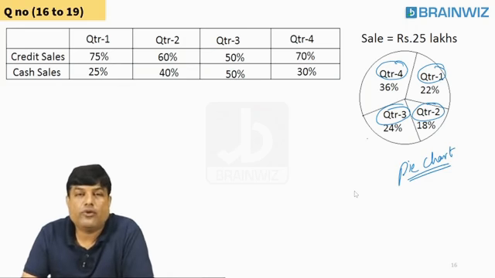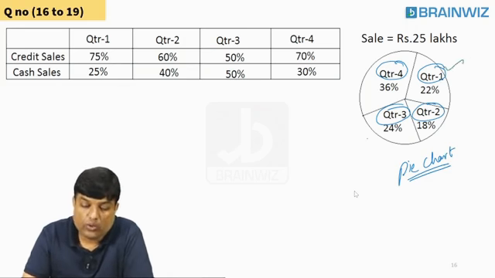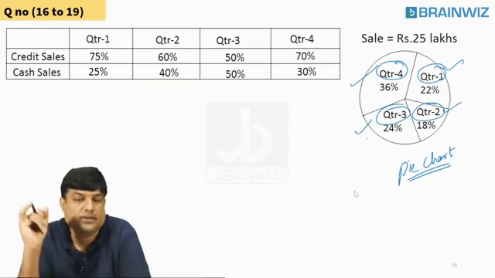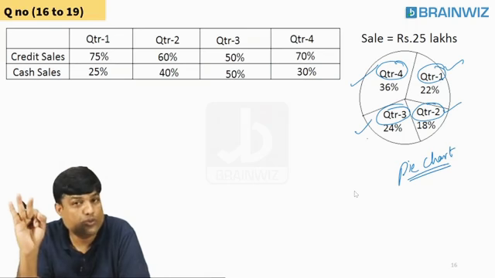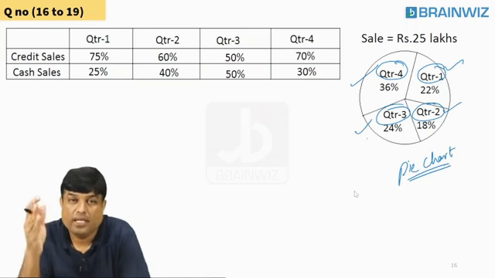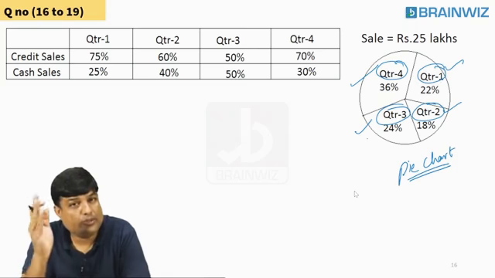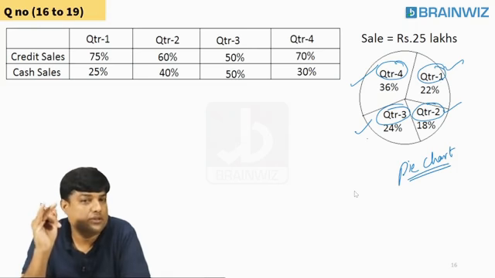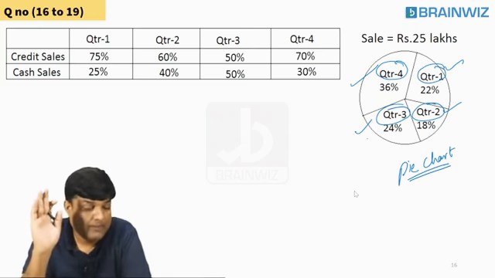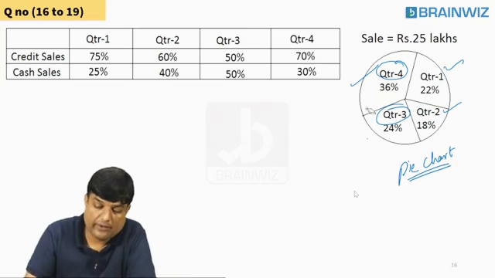Now, let's try to move forward, everybody. Here, quarter 1, quarter 2, quarter 3, quarter 4. Quarter 1 means 3 months: January, February, March. Quarter 2 means the next 3 months: April, May, June. Quarter 3, what's that? July, August, September. And the last quarter: October, November, December. Clear? So these are the 4 quarters we're going to have here.